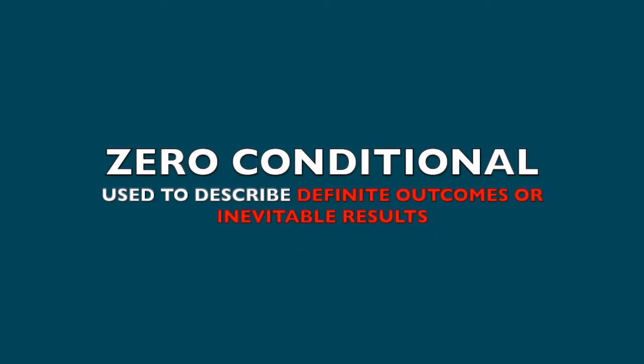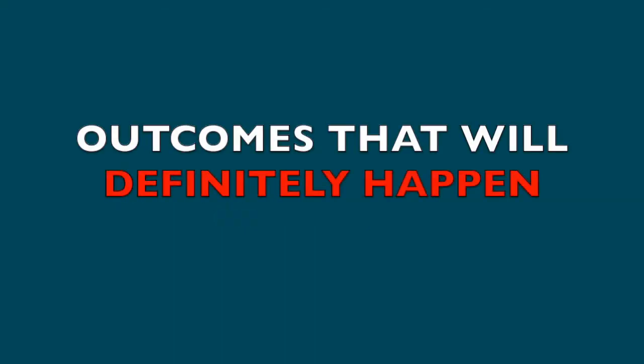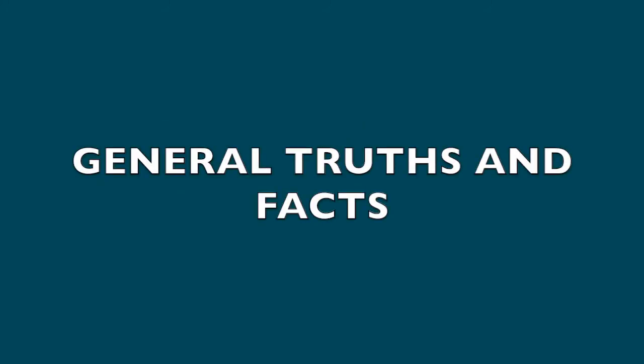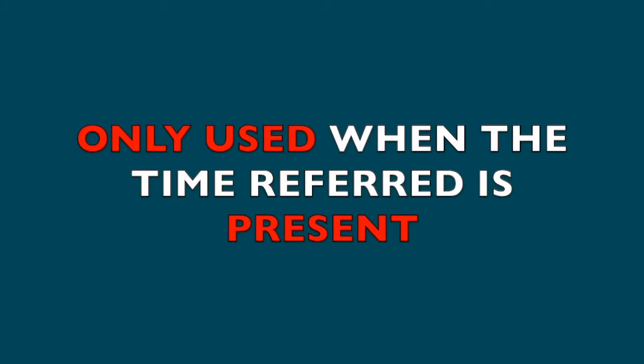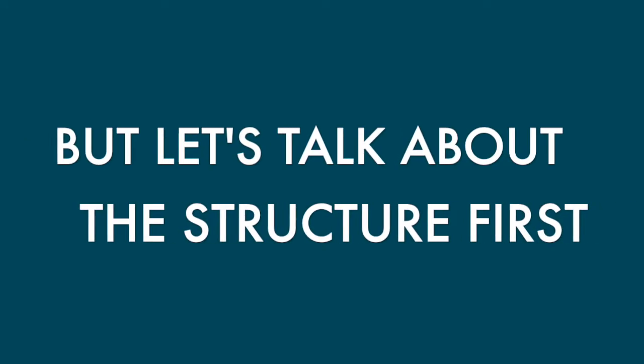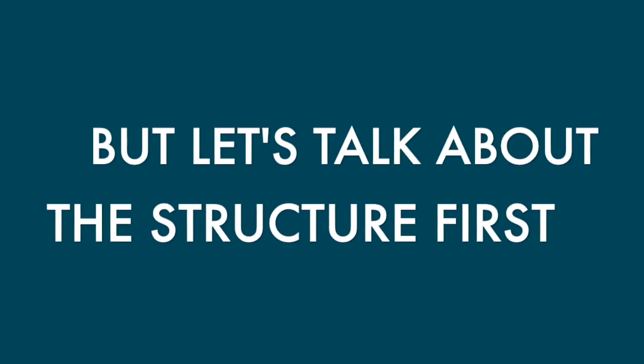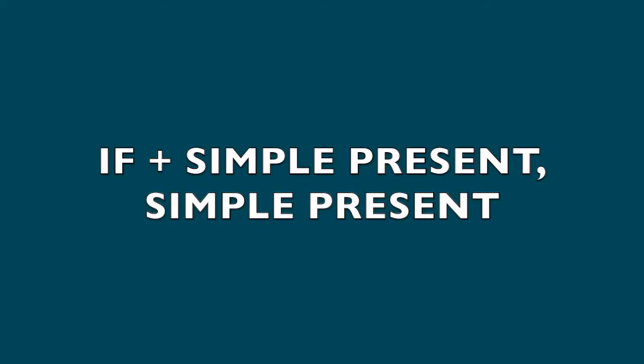The zero conditional is used to describe definite or inevitable outcomes which will definitely happen. Basically, general truths and facts. Zero conditionals may only be used when the referred time is present. And now let's take a look at some examples of the zero conditionals. But before that, here is the structure for zero conditional sentences. If plus simple present followed with another simple present.